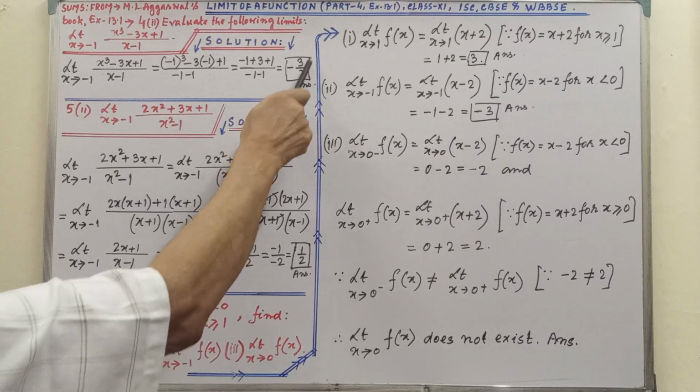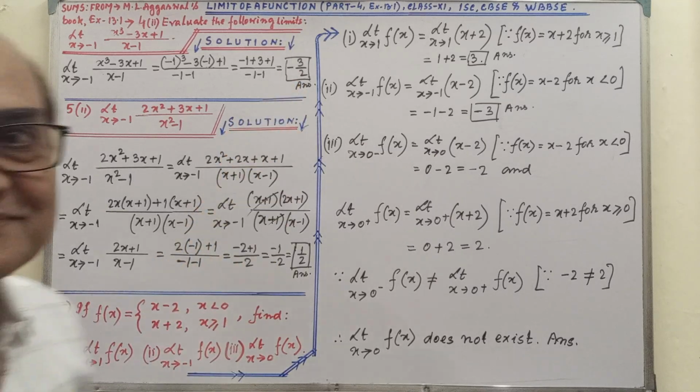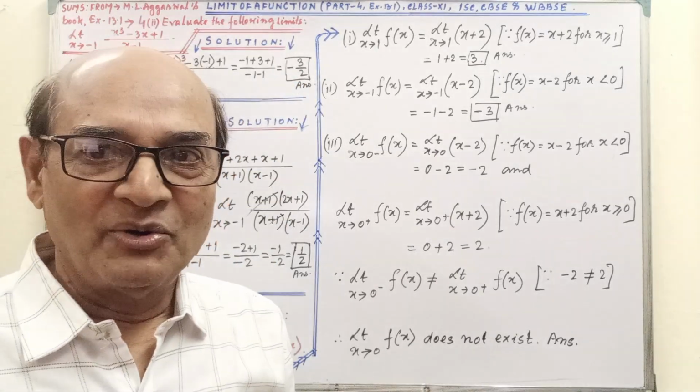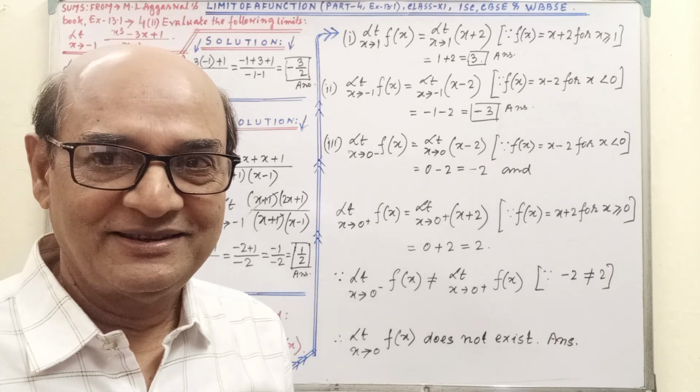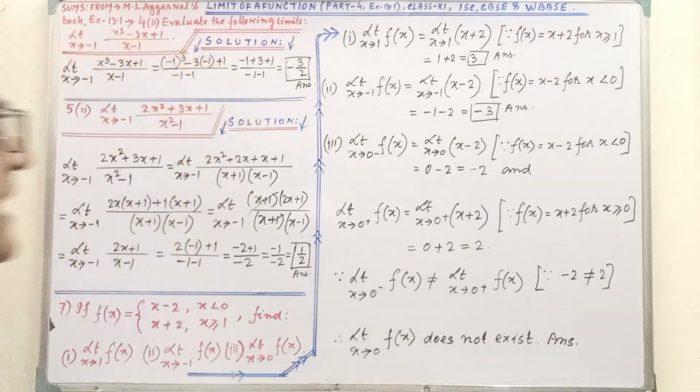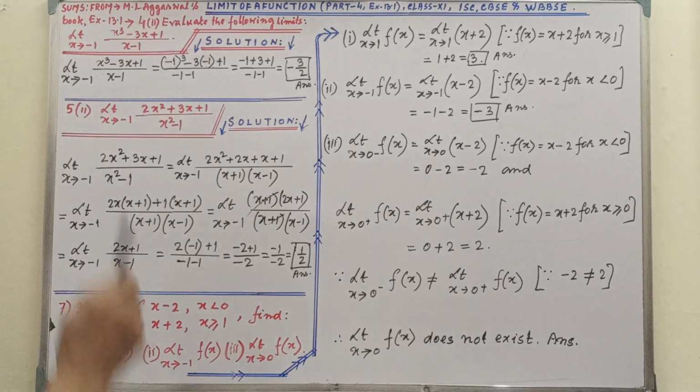The final answer is coming -3/2. Naudil and your friends, I think it is clear to you. Next, sum number 5 part 2.